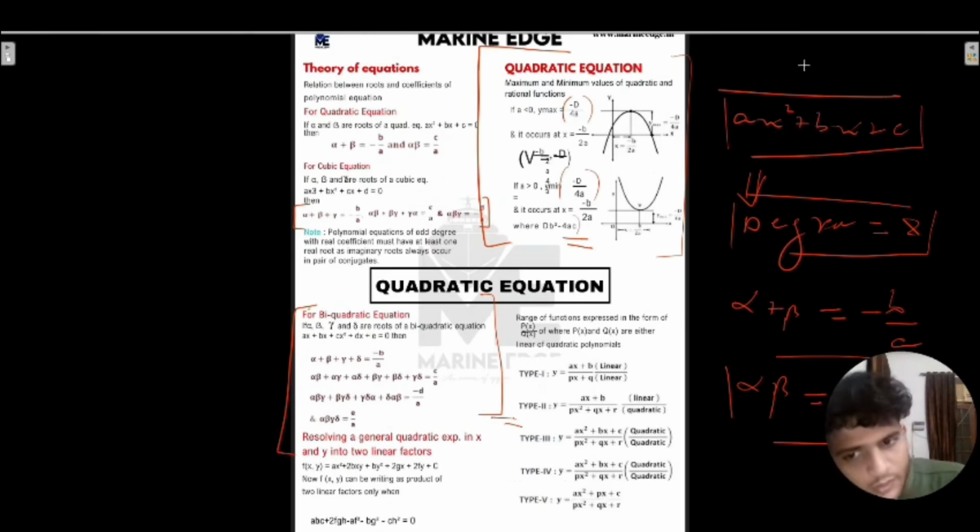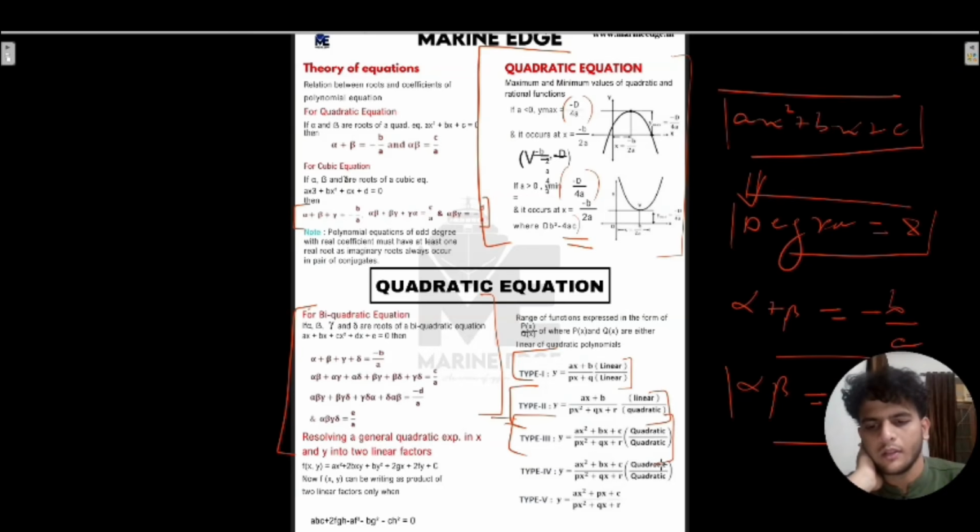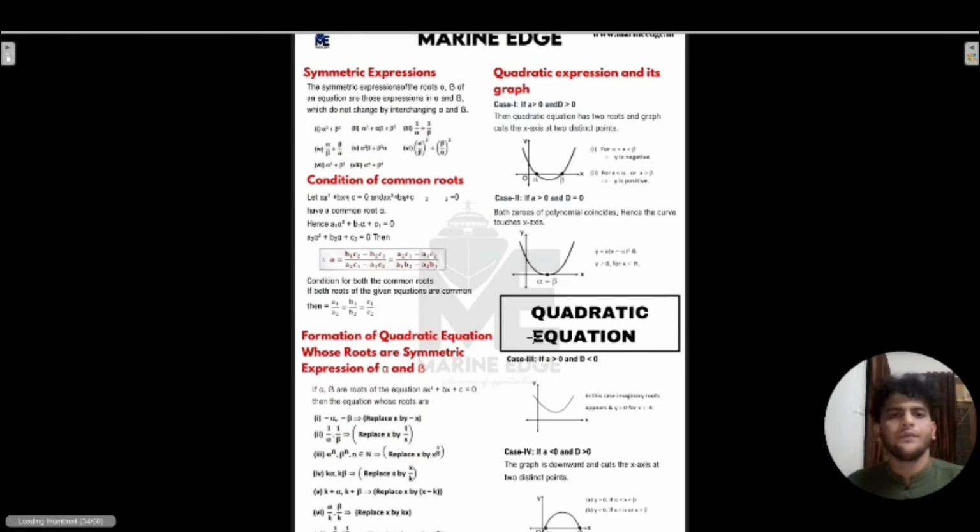And now the range of functions expressed in the form of p(x) upon q(x), where p and q are either linear or quadratic polynomials. So this is for linear by linear type. This is for linear and quadratic type, and quadratic by quadratic type. And this is also a format for quadratic and quadratic type. Yes, symmetric expressions.